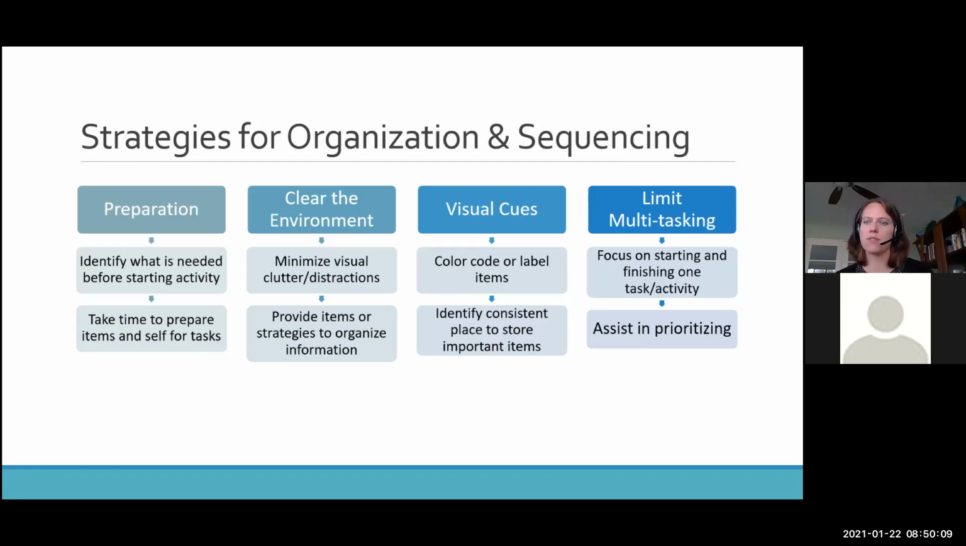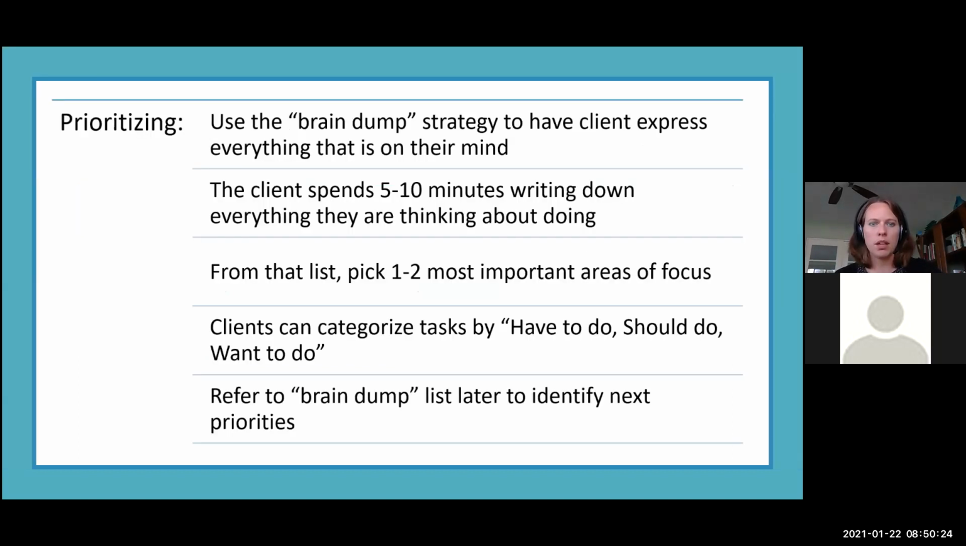My cleaning supplies for the kitchen are under the kitchen sink. Again, simplifying some of these things so that they're not thinking through every step as they're doing something. And again, limit multitasking and helping the person prioritize so they're focused more on one thing at a time. And there's a few strategies for prioritizing.